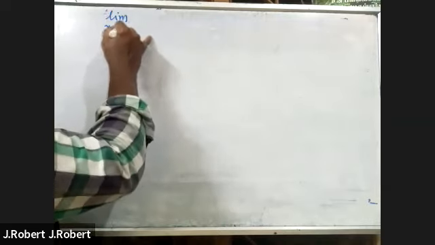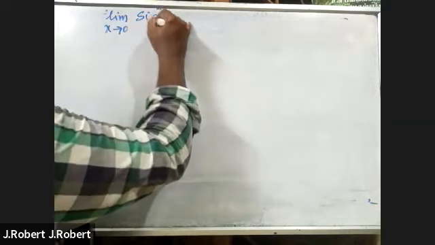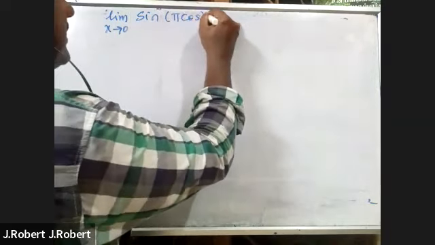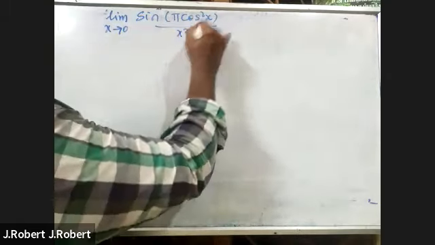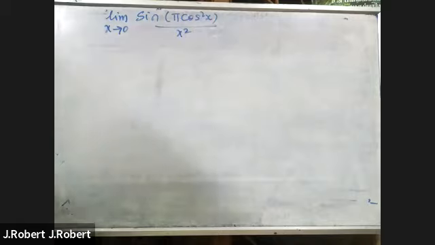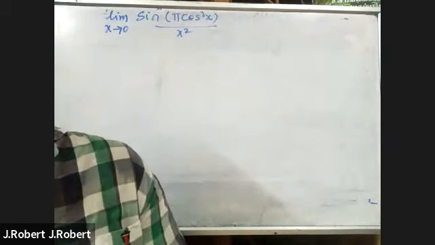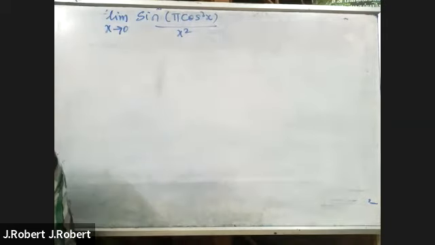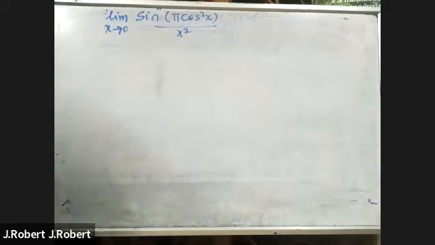Limit x tends to 0 of sin pi cos squared x divided by x square. Sin pi cos x square by x square. Quick. Listen. Now, how to solve this?